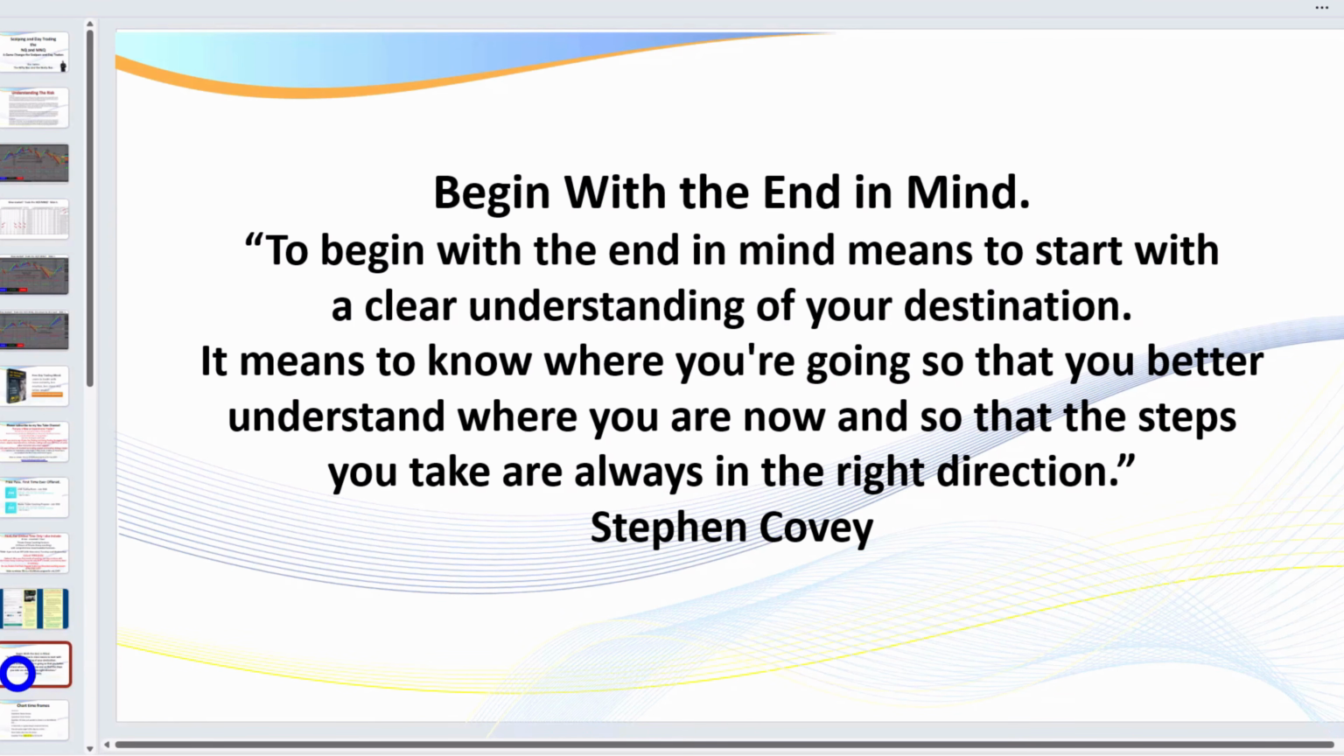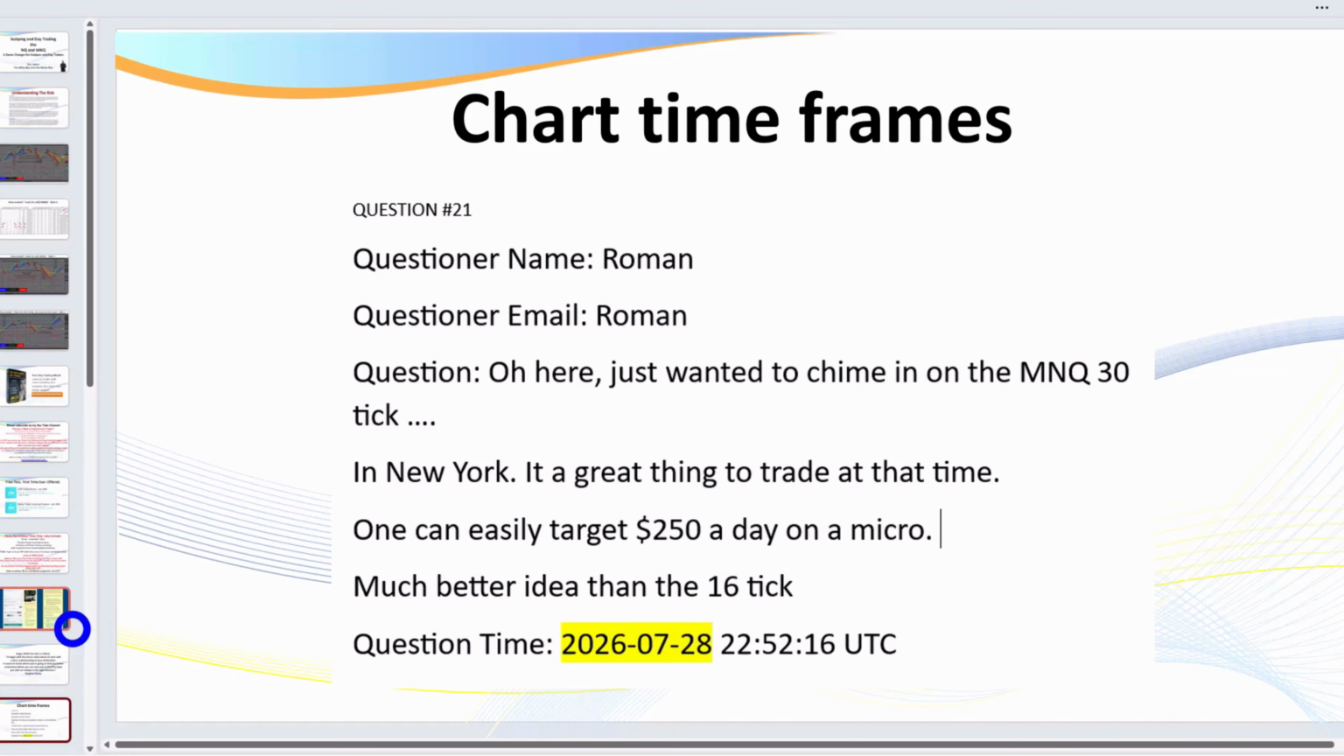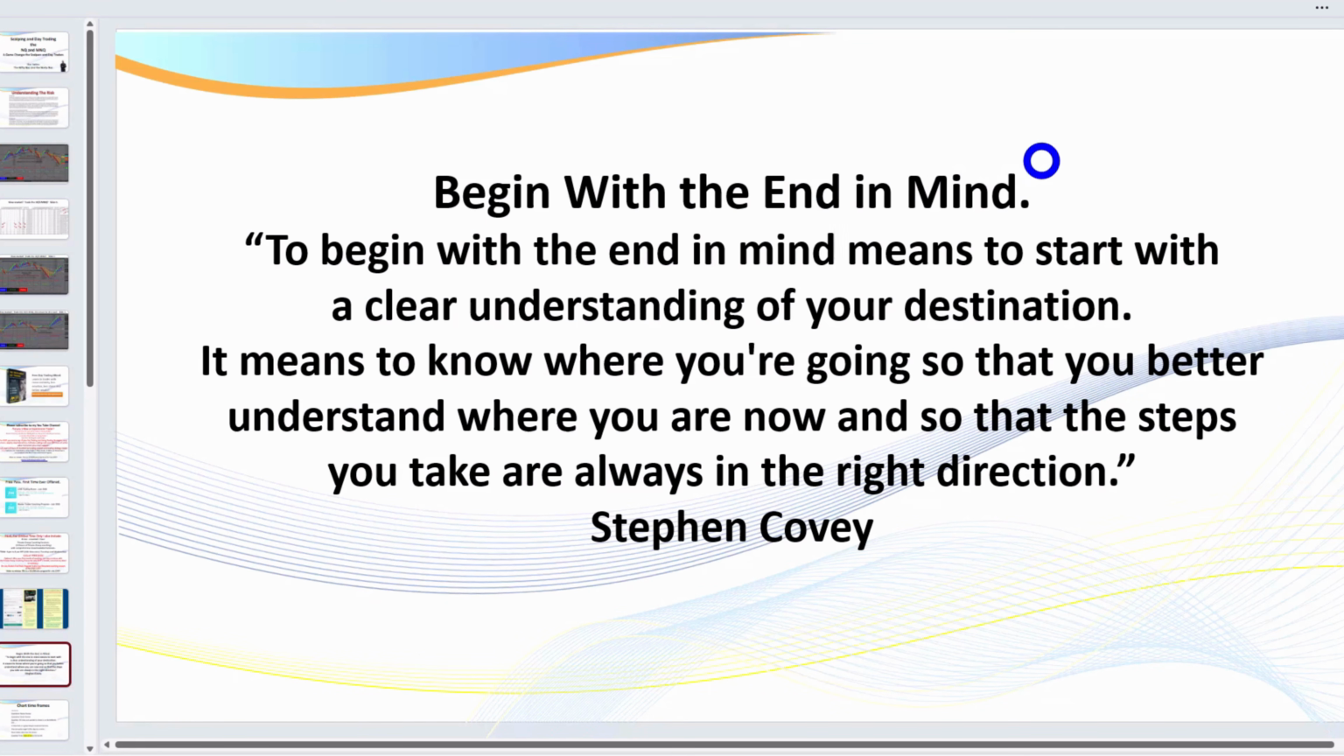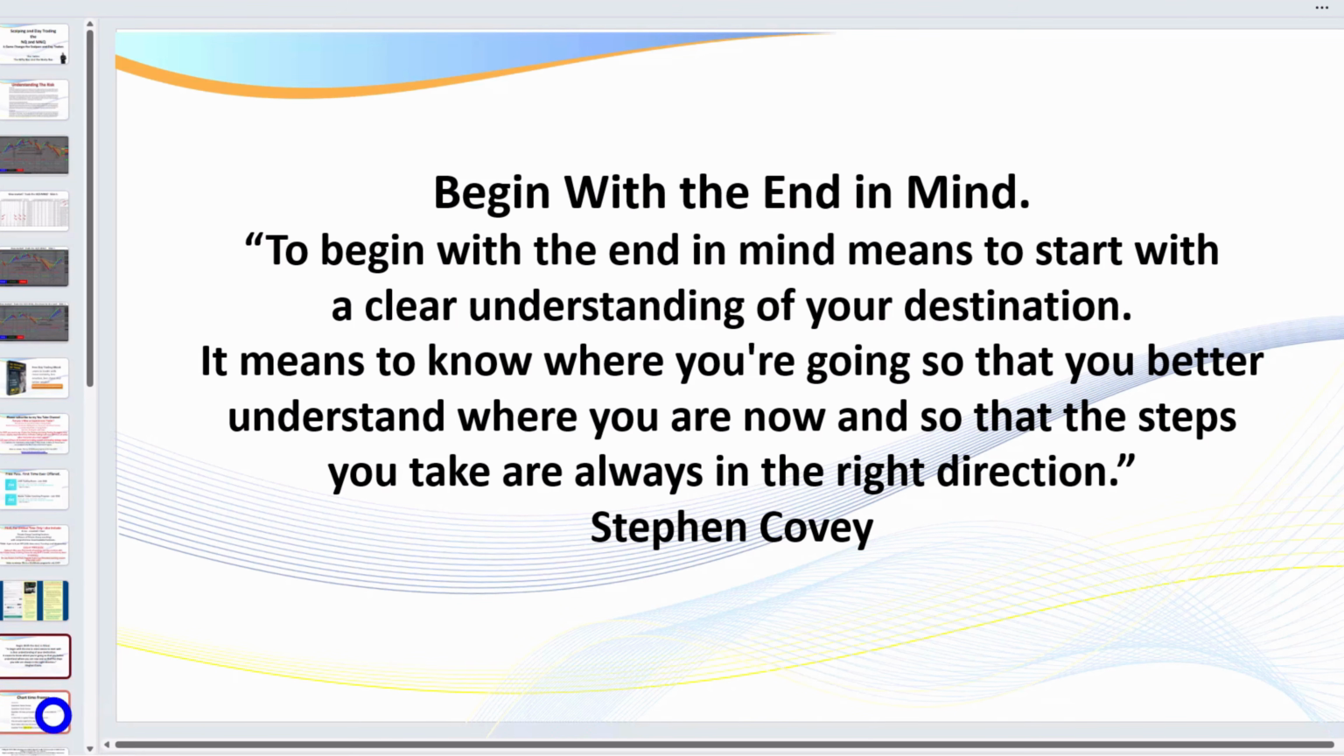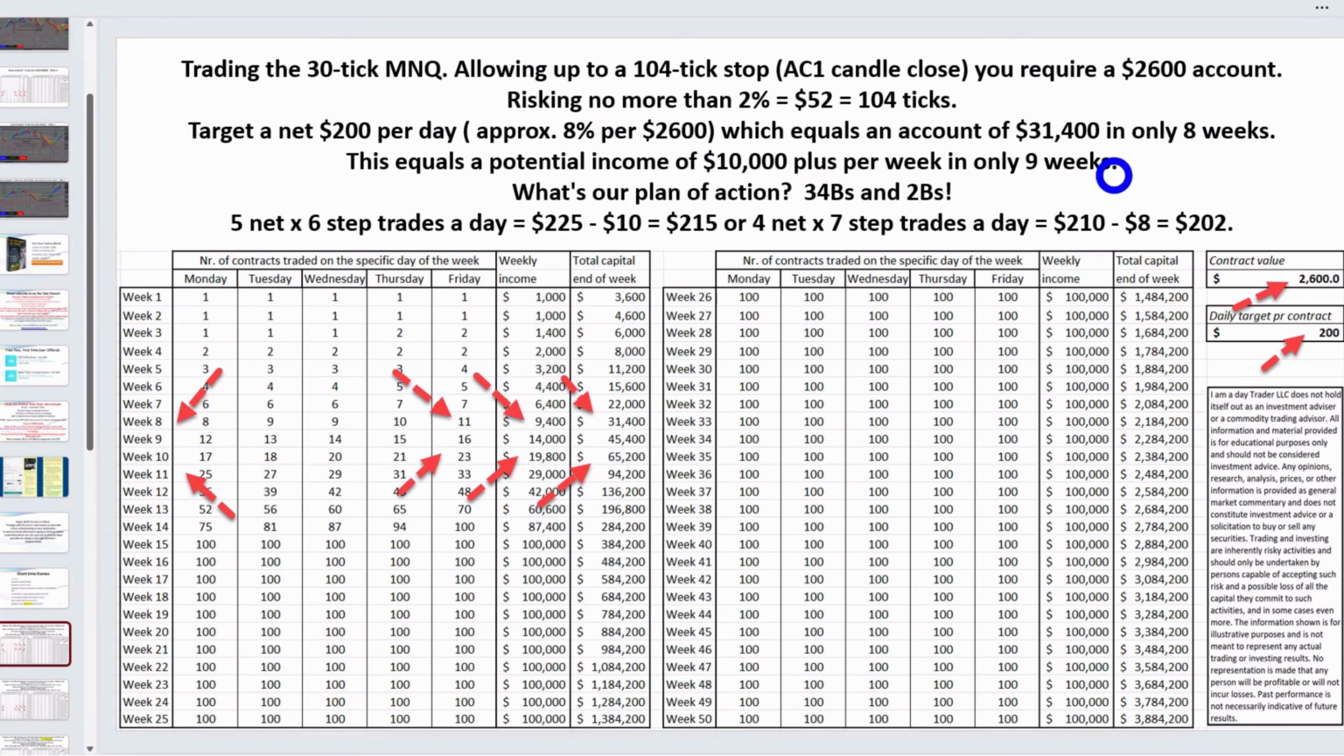Okay, now moving on, begin with the end in mind. The late Stephen Covey wrote a book called The 7 Habits. One of them was all about beginning with the end in mind. In other words, having a clear vision of where you wish to go, and that is where you'll see me bring this up every single trading session I run.